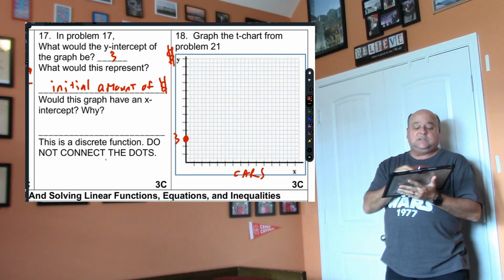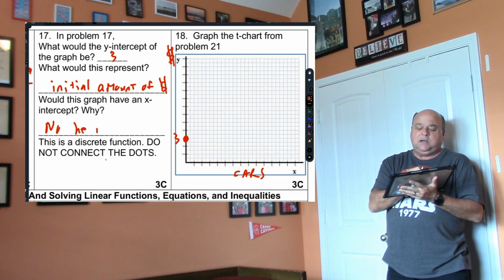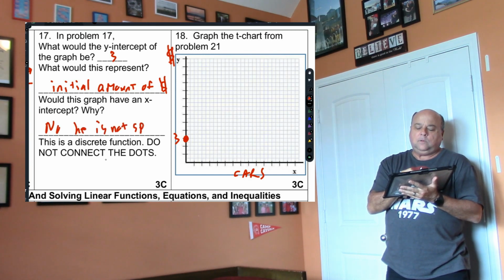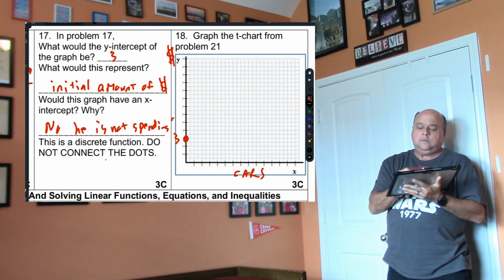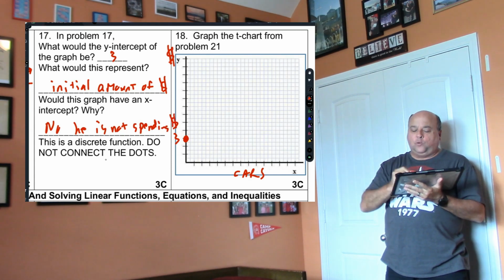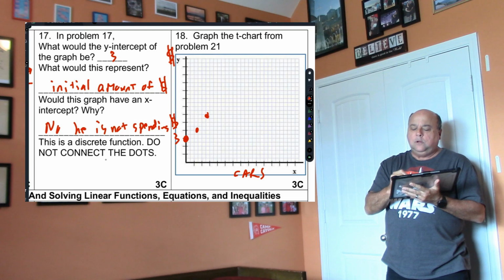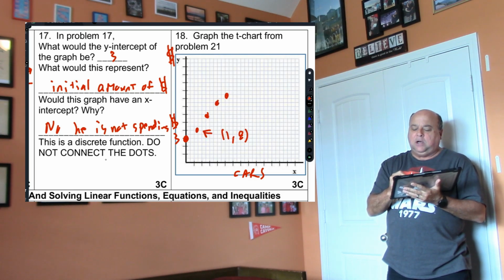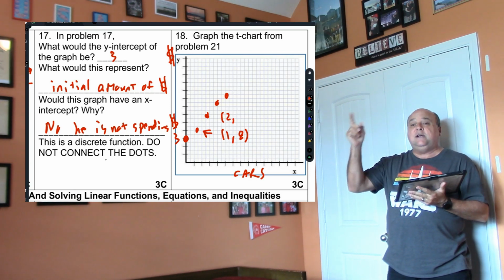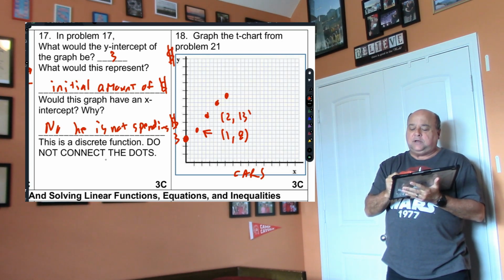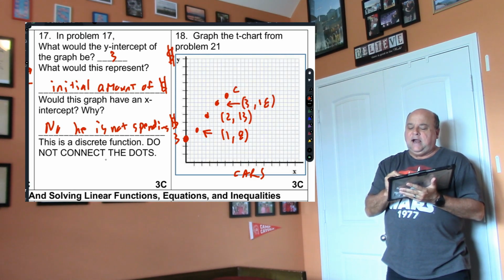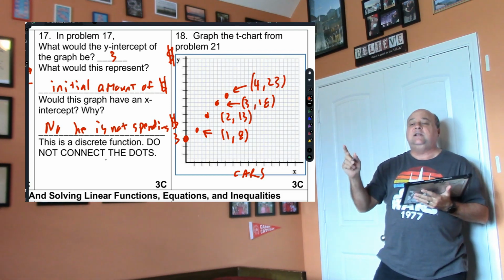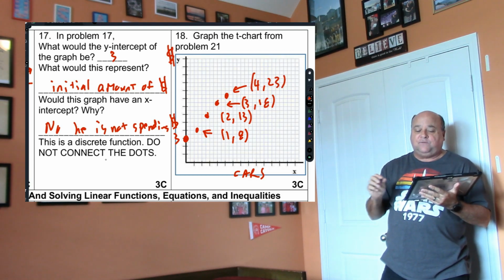Does this graph have an x-intercept? No, he is not spending money. Now then, we need to wash 4 cars. So 1, 2, 3, 4. This would be 1 car. He would have $8. 2 cars. Every time you wash, you're going to add 5. 13. 3 cars, he's going to have 18. And after 4 cars, he's going to have $23, isn't he? We would not connect the dots because he's never going to get like $2.50.